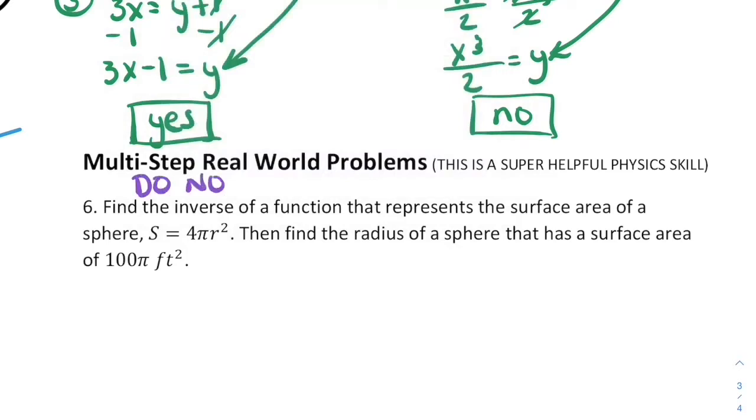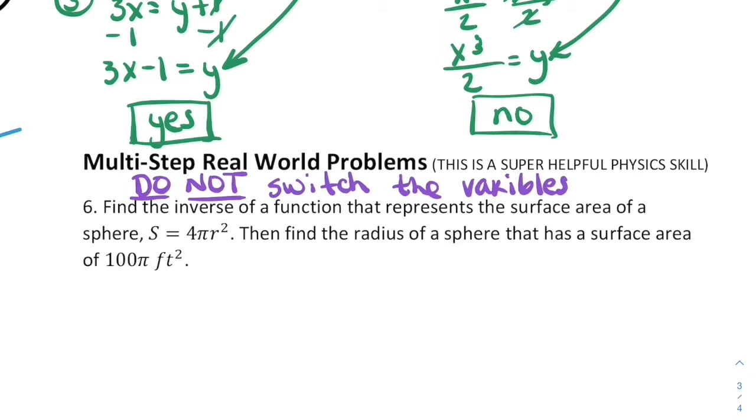You do not, notice that's capitalized and underlined. That means it's important. Do not switch the variables. We are just going to take an equation and solve it for a different one of the variables. So let's take a look at an example.